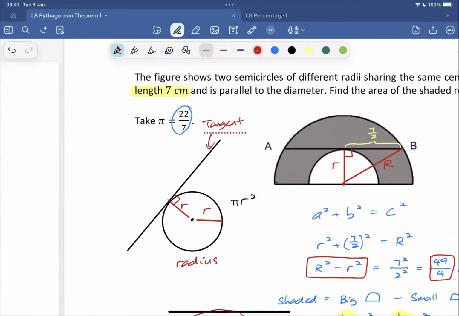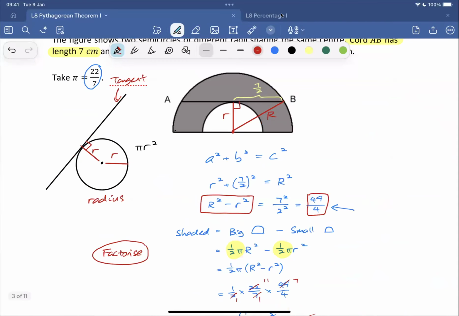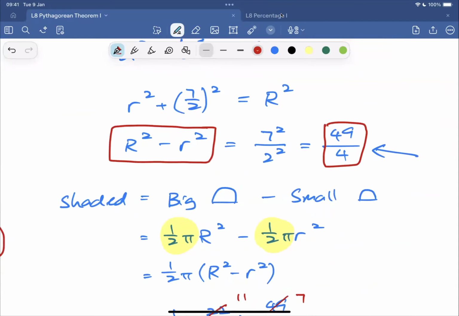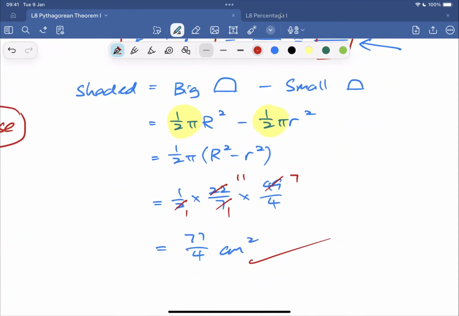Then what else did we learn? Well, of course, we learned how to apply Pythagoras theorem: a squared plus b squared equals c squared. And then we found that big R squared minus small r squared is equal to 49 over 4. And then we made use of the area of a circle, pi r squared. But because it is a semicircle, we multiply by half. Then it becomes half pi r squared, right?